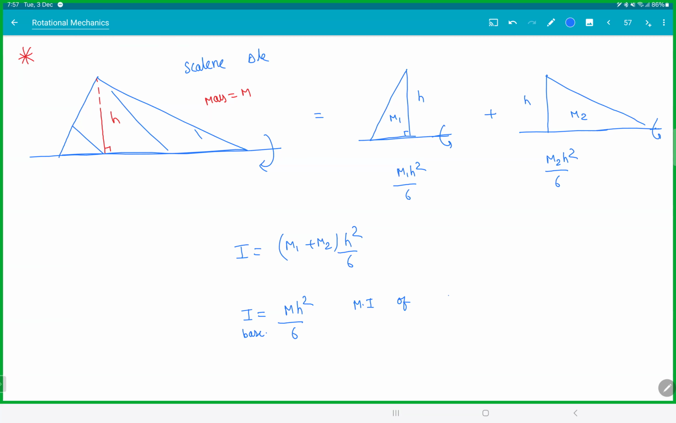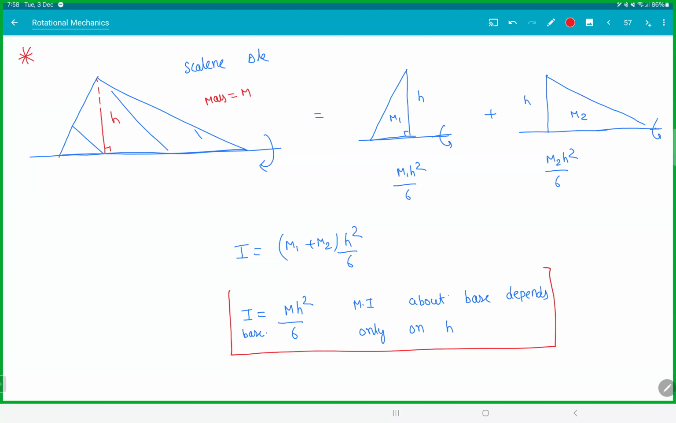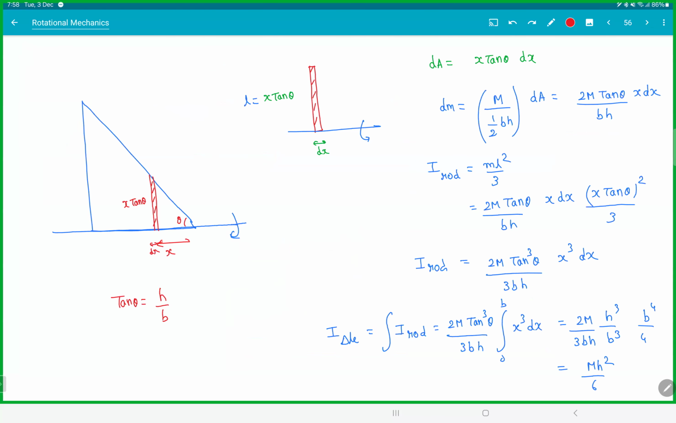Again, uniform plate. The moment of inertia about the base depends only on the height. So this you can apply even for a scalene triangle. Right angle triangle is fine. But that would be your final result: mh square by 6 for a given base. You're getting how we proved from right angle triangle to scalene triangle? Because you can split the scalene into two right angle triangles. Masses m1, m2, agreed, both are different. But when you add m1 plus m2, it becomes the total mass. It's a pretty good result.